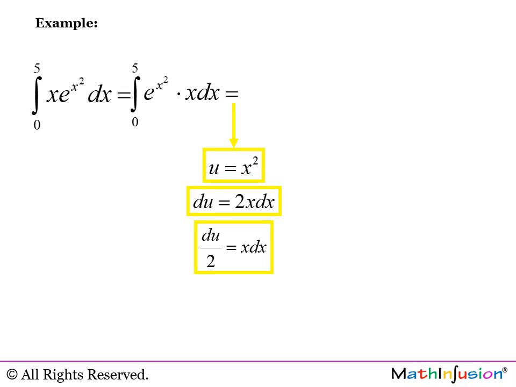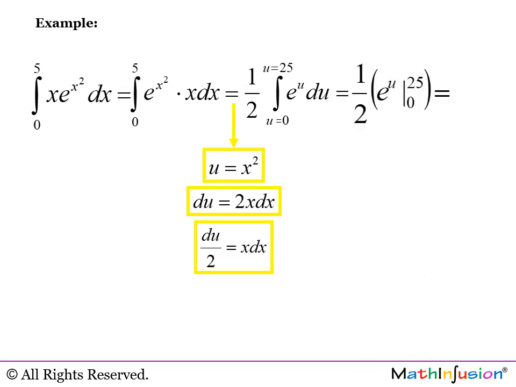Using the constant rule, I'm going now to have 1 over 2 of the integral. Now pay attention, we have also to translate the limits of integration. When x is 5, u is x to the power of 2, which is 25. When x is 0, u is 0 to the power of 2, which is 0. So I end up with 1 over 2 times the definite integral of e to the u du between 0 and 25. The antiderivative of e to the u is e to the u. So I just get that, and I will plug in the limits. I would like to recall e to the 0 is 1.